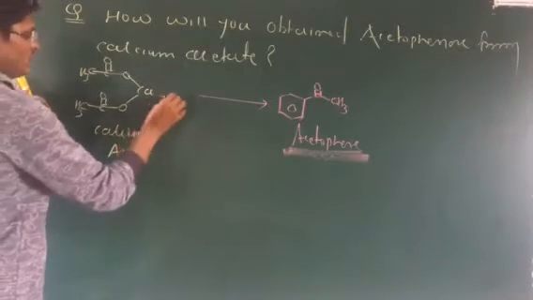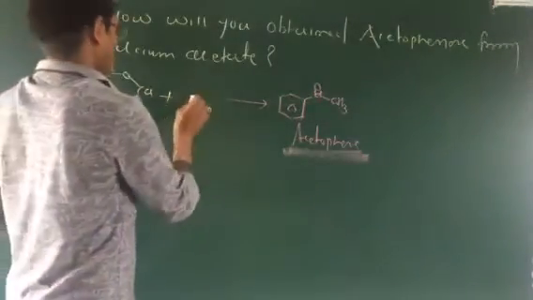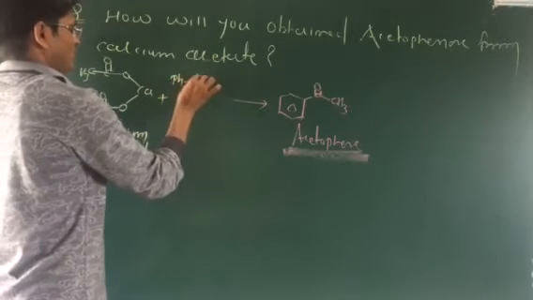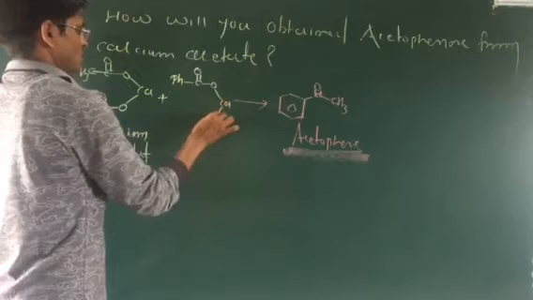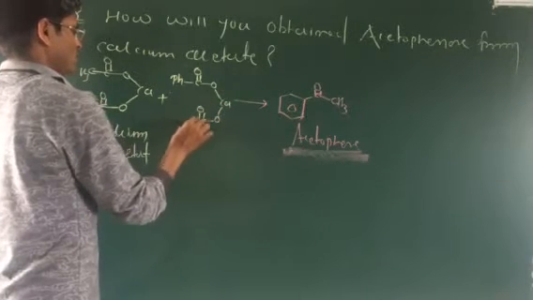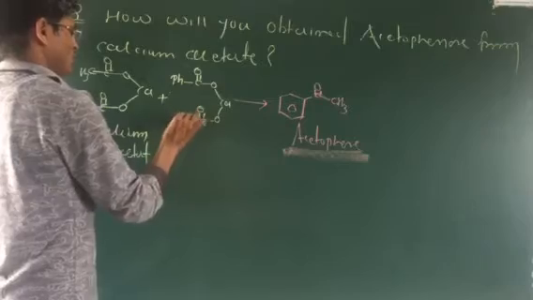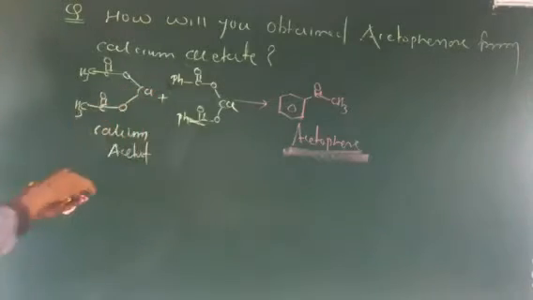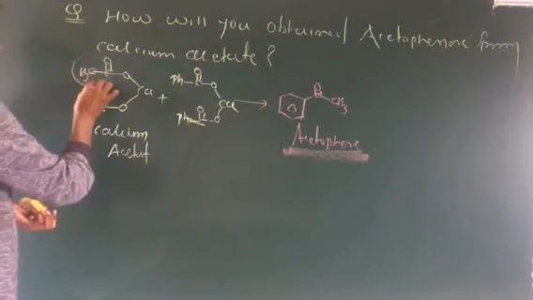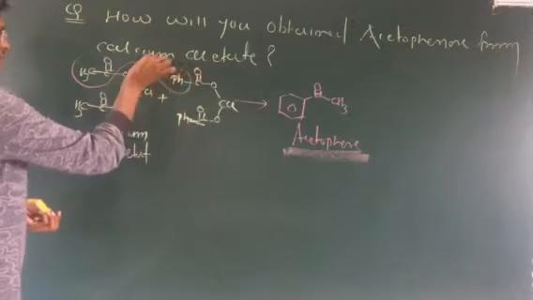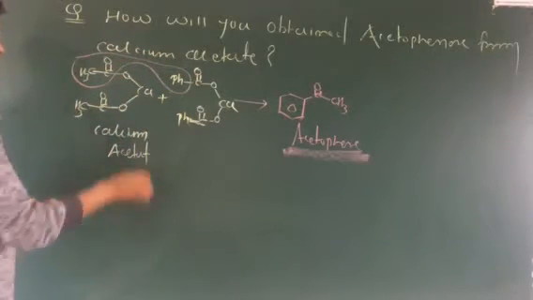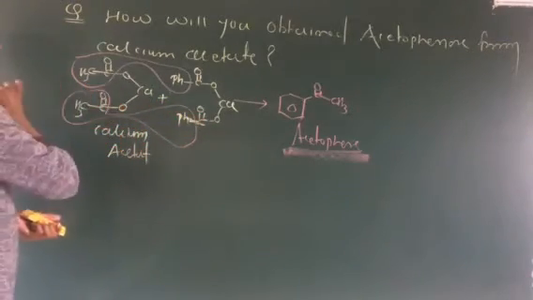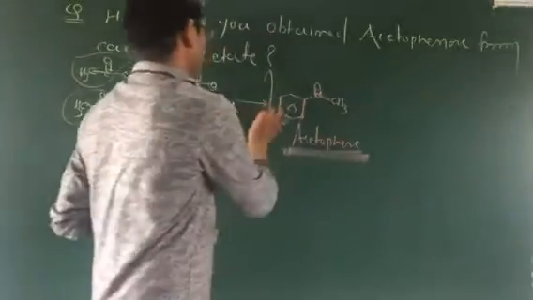Calcium acetate reacts with, instead of CH3, you can take Ph: oxygen, again calcium, this oxygen, C double bond O, and this is the Ph, the phenyl group. So the calcium atom or group of atoms, with this methyl group and Ph group, is lost two times. The product formed is 2 mole of acetophenone.